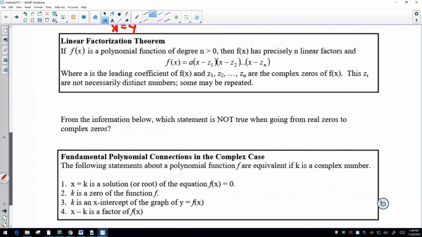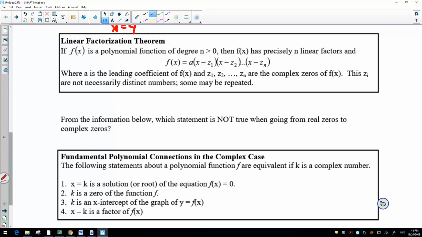Once we get our zeros, this linear factorization theorem basically says we can take all of those factors, and I should be able to determine the zeros, and that should tell me all of the zeros. The only issue here is some of them are maybe not necessarily distinct numbers. Again, some may be repeated zeros. But we should be able to take a look at those linear factors and say those factors are going to help determine my zeros.